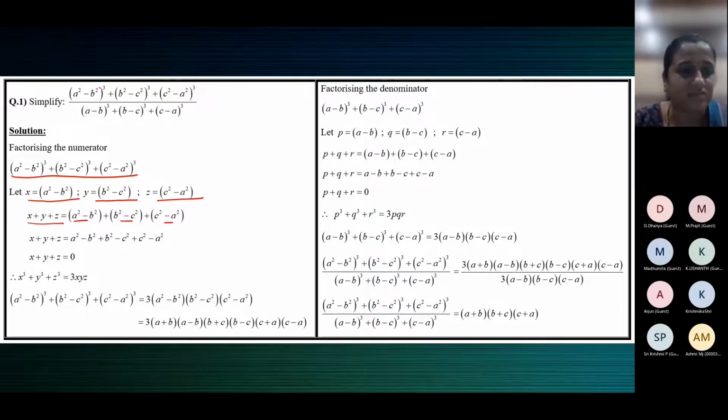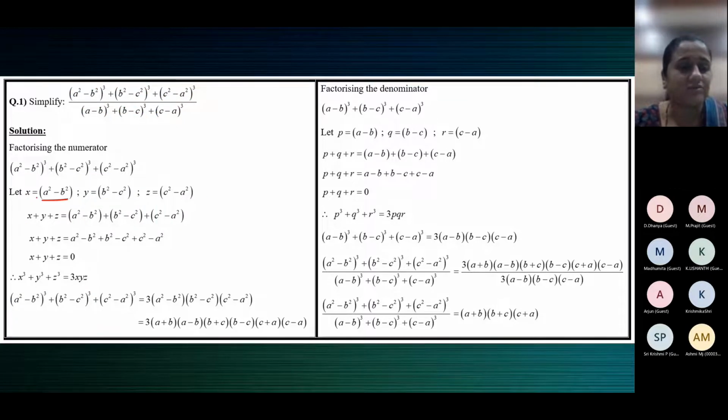See, this is x cubed. So x is a square minus b square. This is y cubed, so this is y, and this is z. This is z cubed. Similarly, here in the denominator also, we'll use the identity in terms of PQR. So see, P cubed, this is P, this is Q, and this is R. Okay, let's understand the factorization of the numerator first.